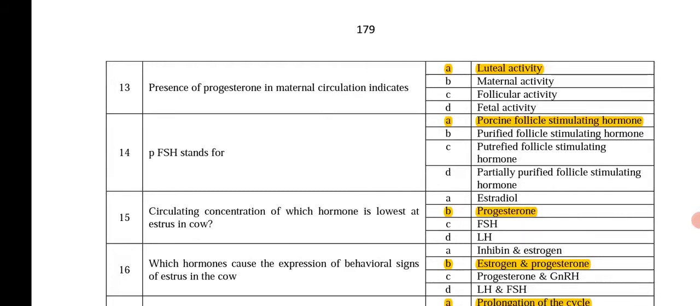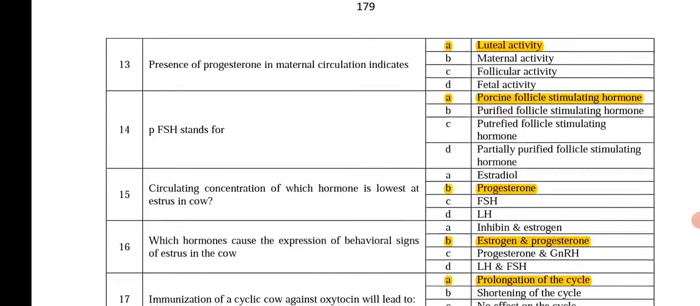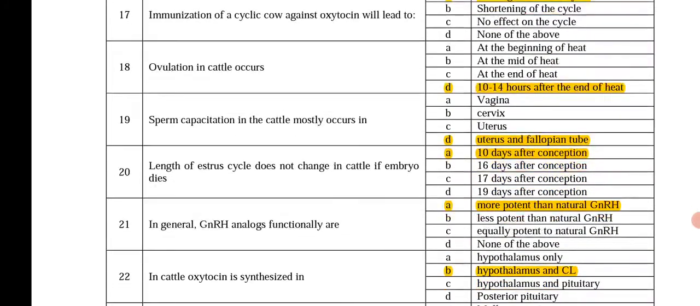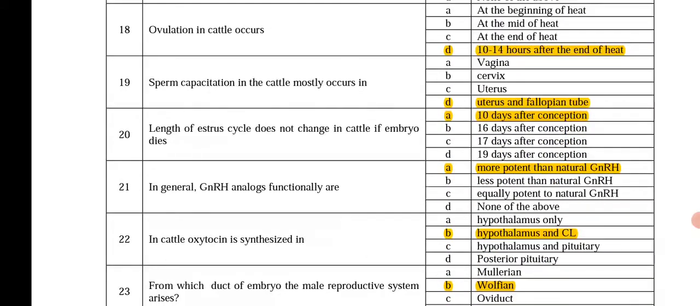Circulating concentration of which hormone is lowest at estrus in cow? Progesterone. Which hormone causes the expression of behavioral signs of estrus in cow? Estrogen and progesterone. Immunization of cyclic cow against oxytocin will lead to prolongation of the cycle. Ovulation in cattle occurs 10 to 14 hours after the end of heat. Sperm capacitation in cattle mostly occurs in uterus and fallopian tube.